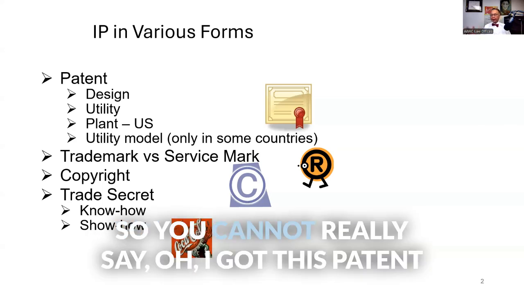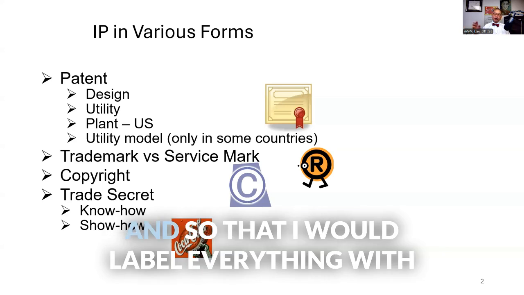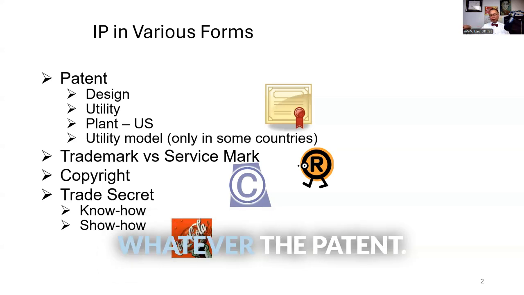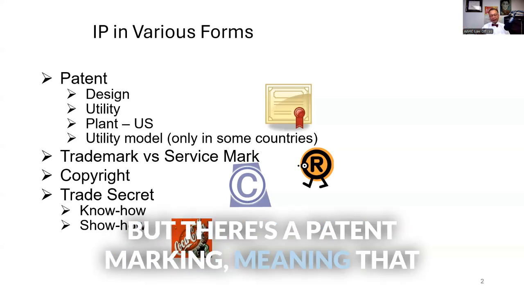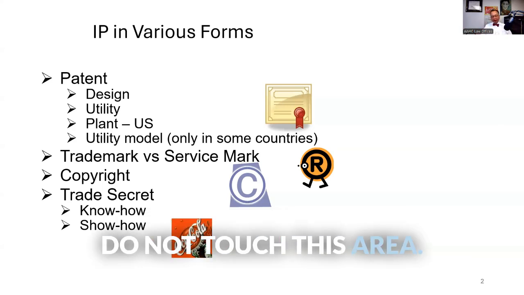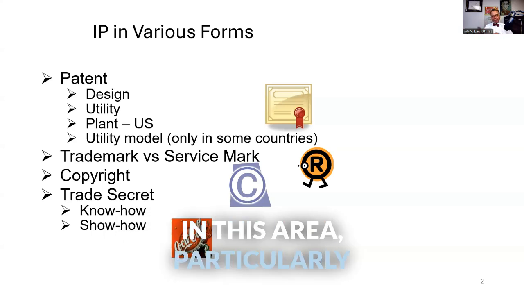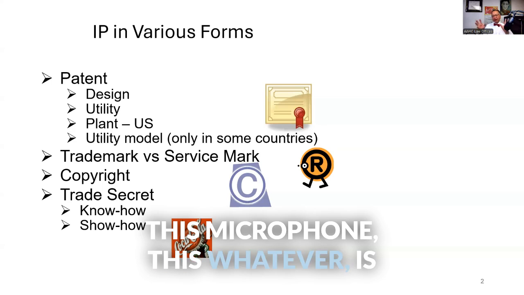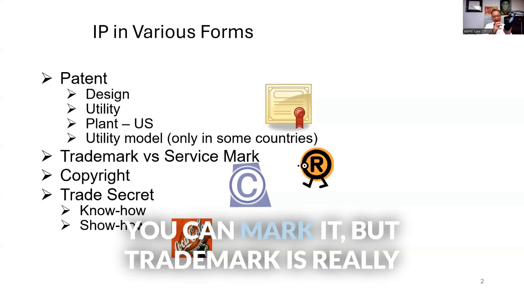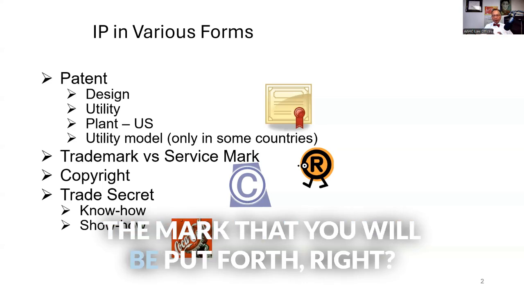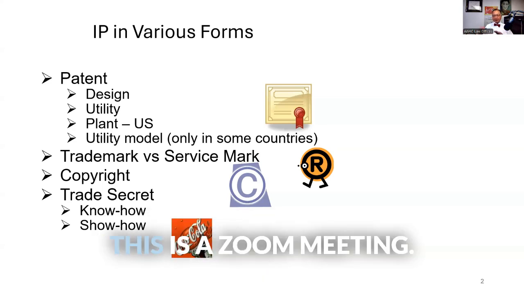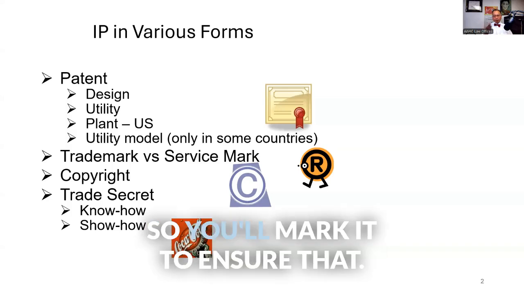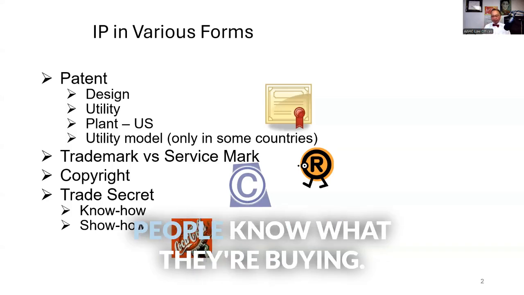So you cannot say, oh, I got this patent, so I would label everything with the patent. But there's a patent marking, meaning do not touch this area. In this area, particularly this microphone, this whatever, is protected by a patent. You can mark it. But trademark is really the mark that you put forth, right? Here, this is a Zoom meeting. You mark it to ensure that when people buy it, they know what they're buying.